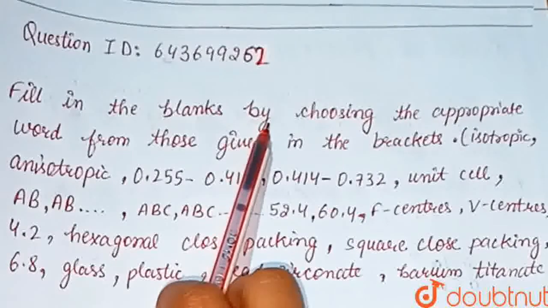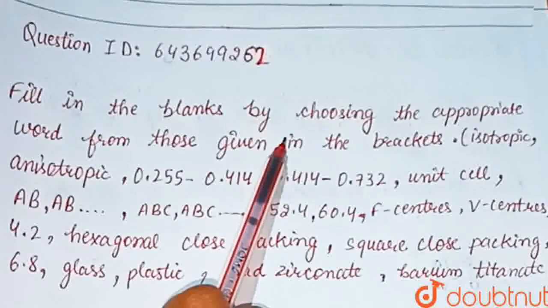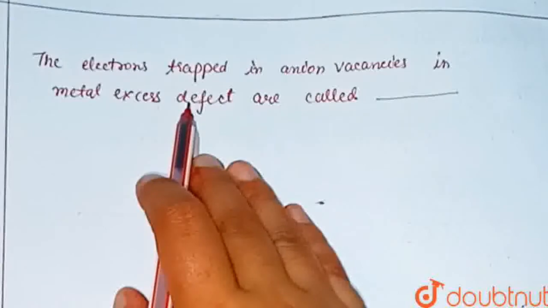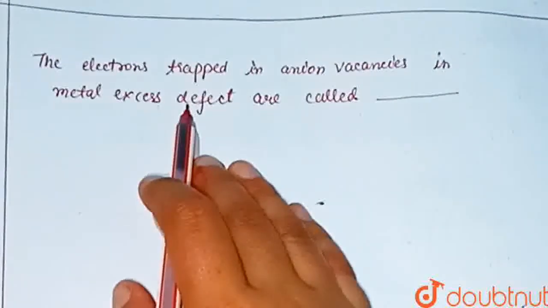Our question is: fill in the blanks by choosing the appropriate word from those given in the brackets. The blank is: the electron trapped in anion vacancies in metal excess defect are called. First, we know about what is metal excess defect.